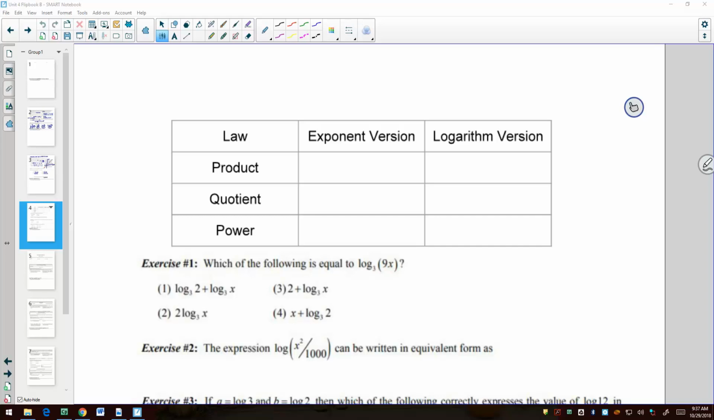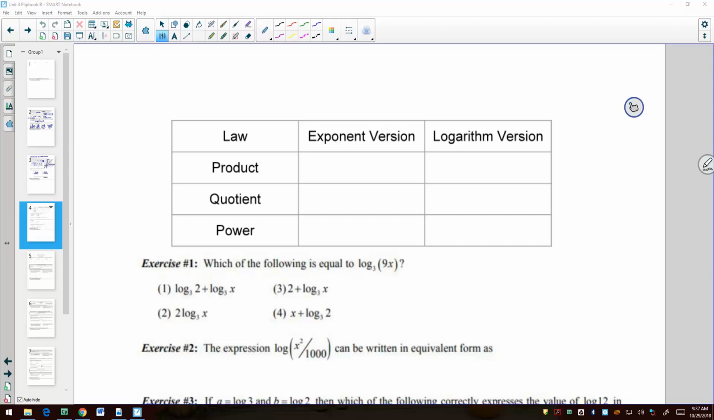In today's video, you are going to be learning about lessons 4.10 and 4.11. 4.10 deals with the logarithm laws, which you are required to know by heart by the end of this unit. Luckily for you, they are very similar to the exponent laws that you should already know.